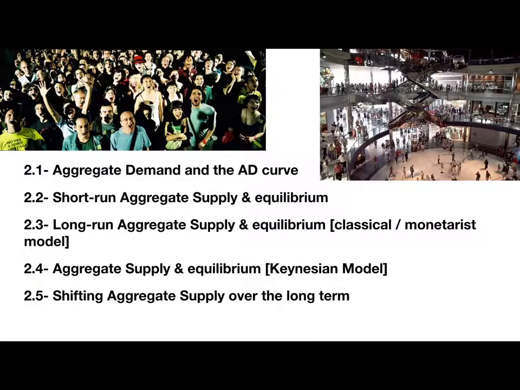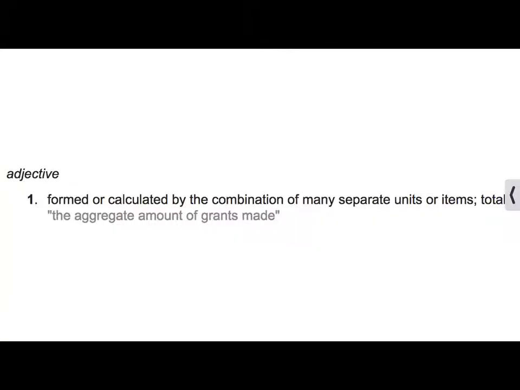So we will take a look at what aggregate demand is and the aggregate demand curve, and you guys will graph that. What short-run aggregate supply is and the equilibrium point that's achieved in short-run aggregate supply, long-run aggregate supply and equilibrium in the classical model, and then the Keynesian model with aggregate supply and equilibrium, and then what happens when we shift aggregate supply over the long term. And as I said, we'll get into a lot of these in much more depth as we get throughout our particular unit.